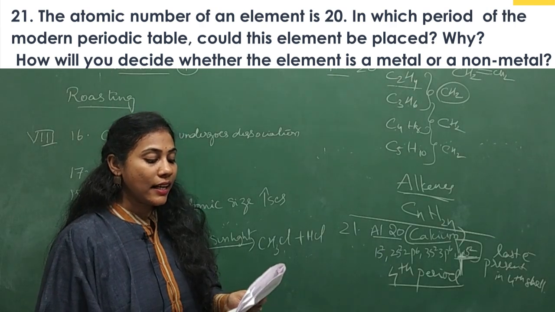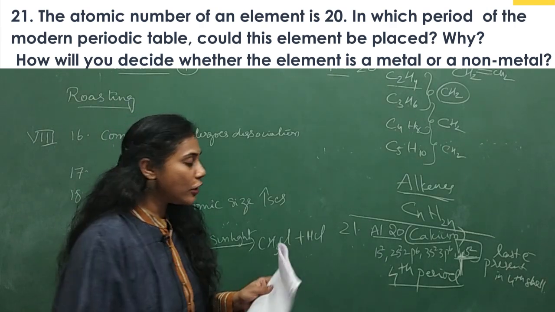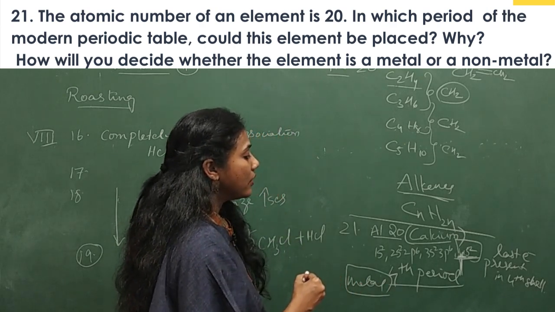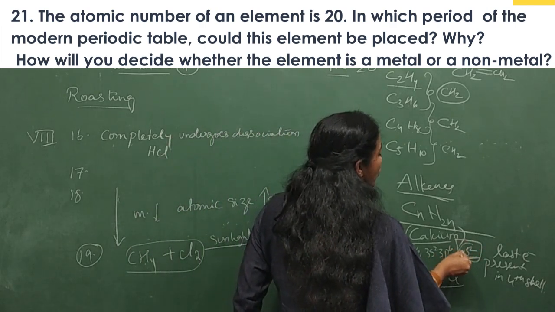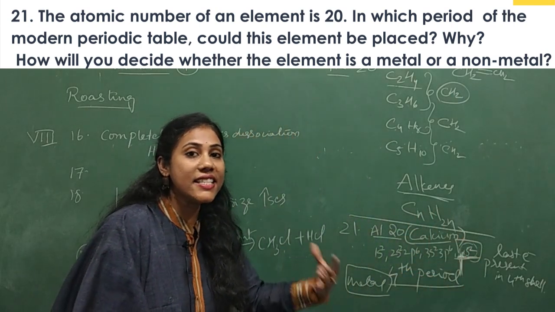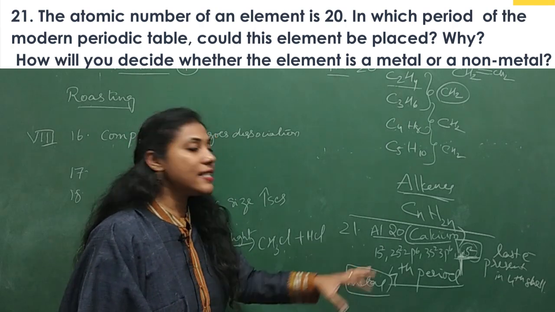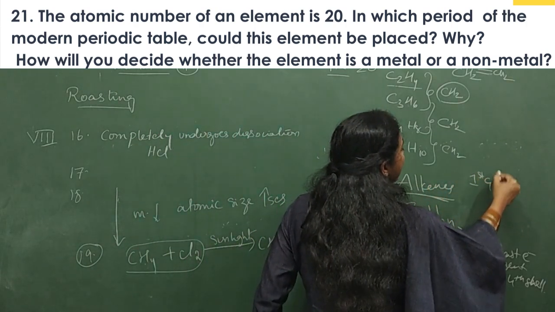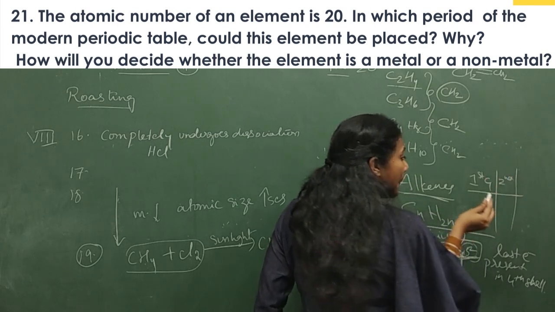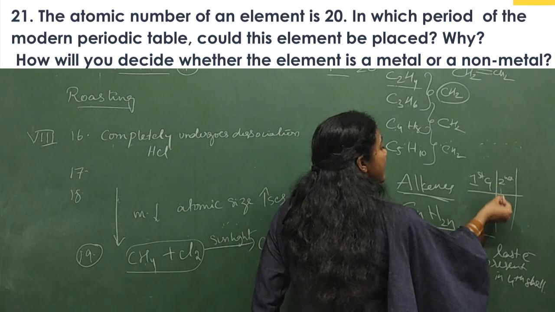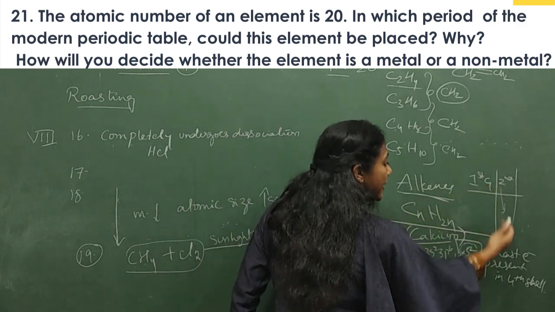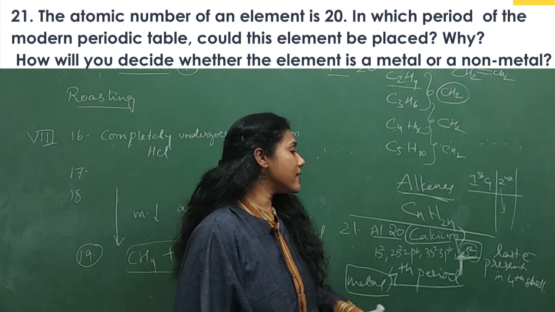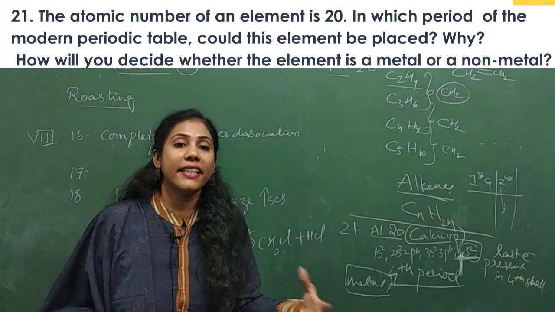What else are they asking? How will you decide whether an element is a metal or a non-metal? Definitely this element is a metal. Yes or no? Because this element can easily lose its last electrons. The one which can easily give its electrons is called a metal. Usually all first group elements and second group elements are metals only. This calcium comes in the second group, and it is in the 4th period. So first group, second group elements are metals. Since it is in the second group, we can call it a metal.